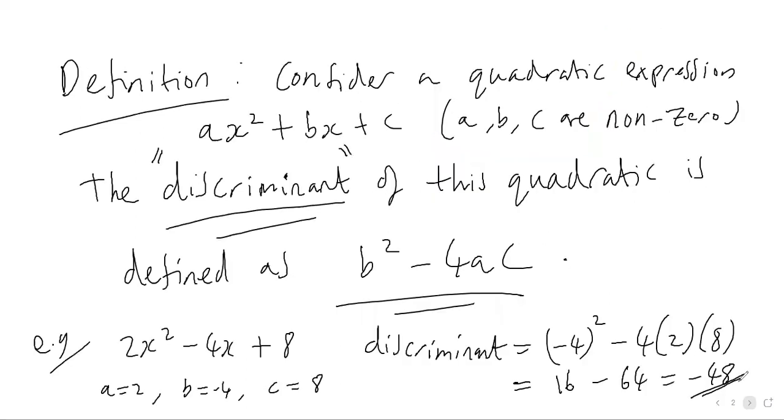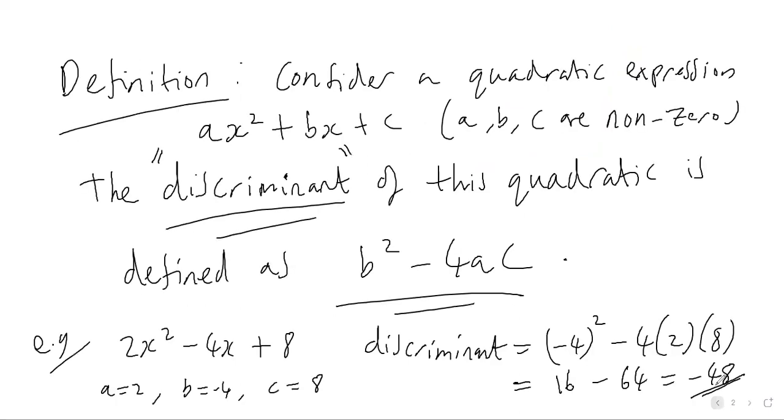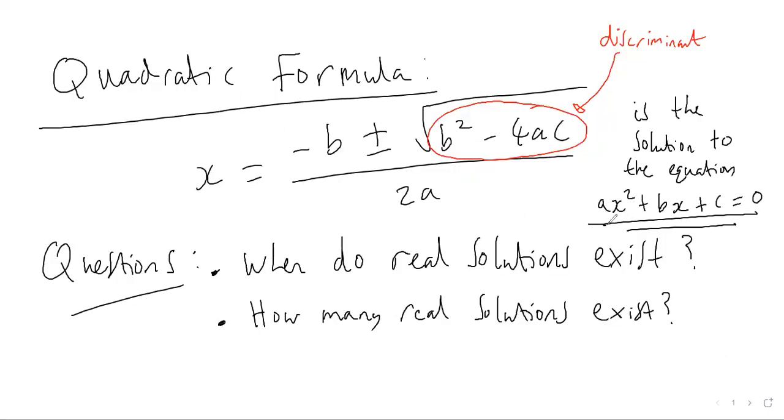So why is this significant? Well, let's look at this slide here. If y is a real number, and the square root of y is a real number itself, then it must mean that y is greater than or equal to 0. You can only take the square root of a positive number or a number that's equal to 0, because if you take the square root of a negative number, then that is not a real number. So the key thing that we've got to bear in mind is that if we want this equation to have real number solutions, this discriminant cannot be less than 0, because we can't take the square root of a negative number.